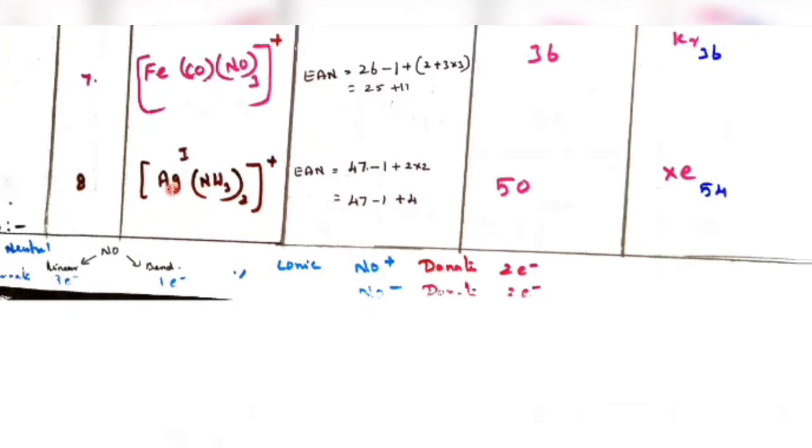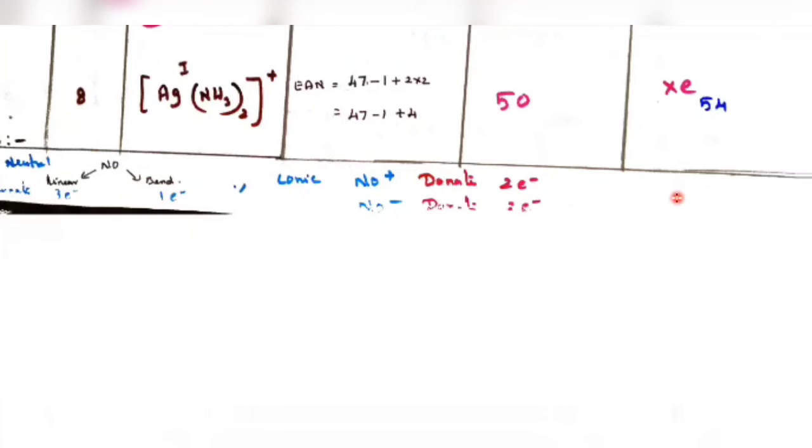Next, in square bracket, Ag(NH3)2, it is a unidentate. So diamminesilver(I). So it has 47 minus 1 now, that is plus 1 valency of silver. So minus 1, and this is unidentate, 2 into 2, 4, 50. This is also not obeying the EAN value, because next to this the noble gas is xenon, 54.